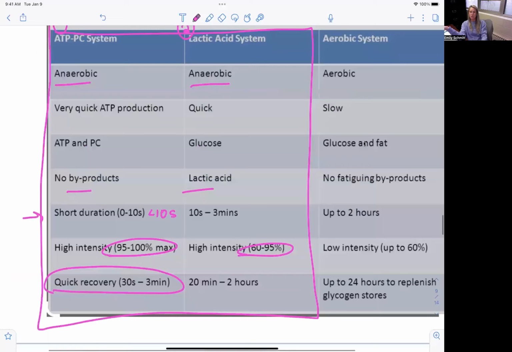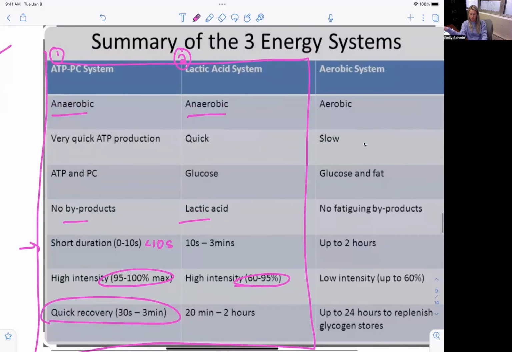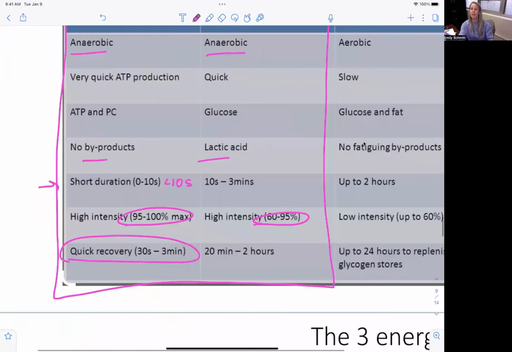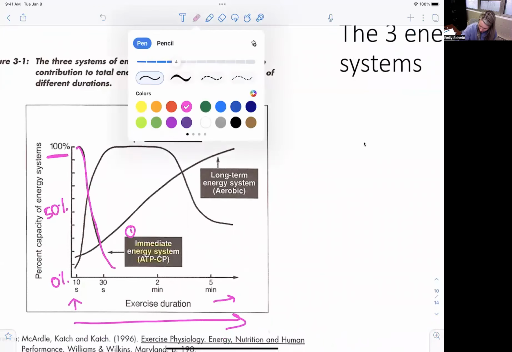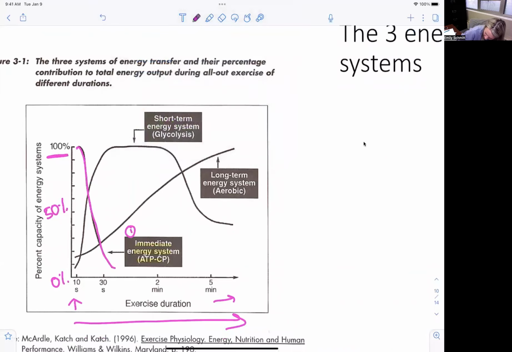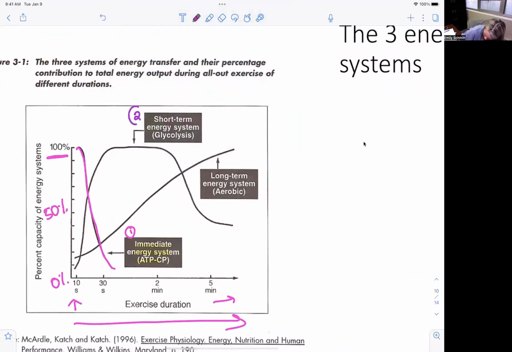This really is just a visual of this table up here. So our immediate energy system drops off after about 30 seconds. Then we have our short-term energy system. This energy is going to last a little bit longer than our immediate, and we're going to peak right at about 2 minutes, but at that 2 minutes, it's going to drop off. Okay, so our short-term glycolysis is really our less than 2 minutes, and that's what this line in this graph is showing us. 2 minutes.